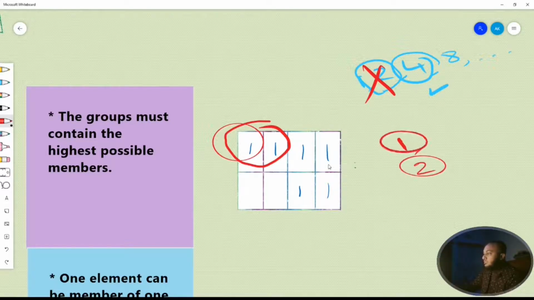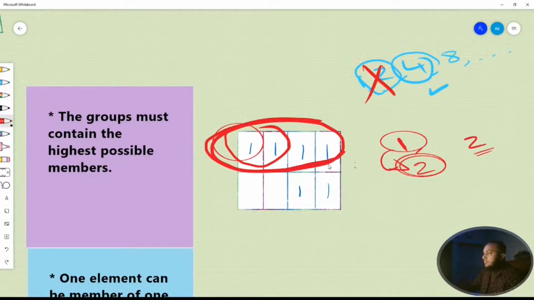Okay, this is possible. Between these two, 2 is the highest possible number, so we need to take 2 as the number of group members. But we can see we can have more numbers like this. Okay, because all of these 4 members or all of these 4 elements are adjacent to each other. That means we need to form the group having 4 elements, because here the highest possible number is 4.